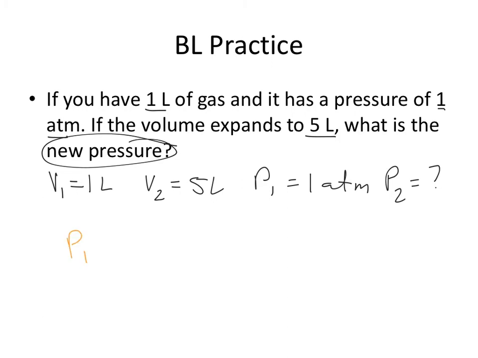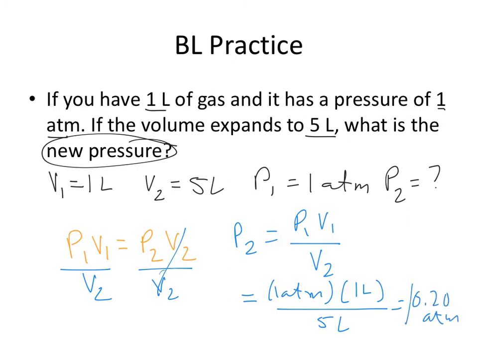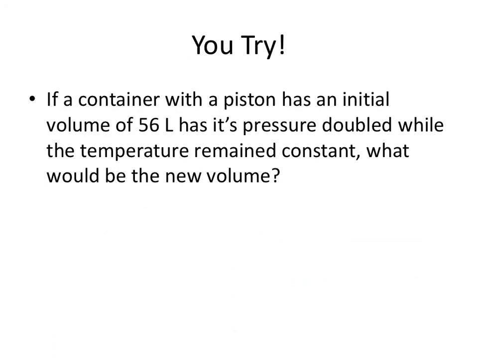So we're using P1 times V1 equals P2 times V2. We're looking for P2, so we're going to divide both sides by V2. So we have P2 is equal to P1 V1 over V2. So we plug in our values. So 1 atmosphere times 1 liter divided by 5 liters. So we're going to do basically 1 divided by 5, and you should get 0.20 atmospheres. All right. So let's have you give this a try.